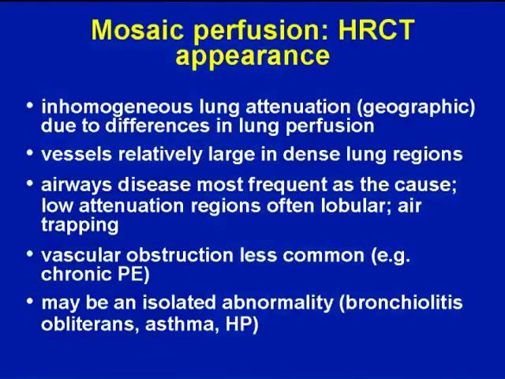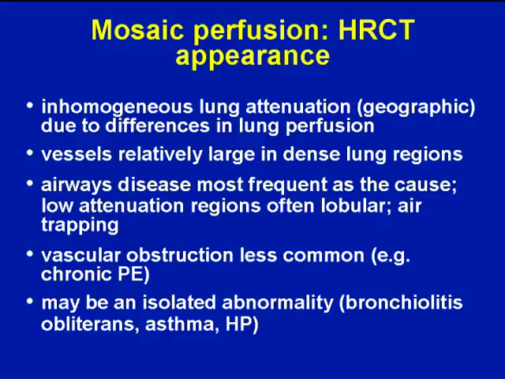And Mosaic perfusion, I'm just going to define because I'll be talking about it for the next few minutes. Mosaic perfusion represents inhomogeneous lung attenuation, usually geographic, due to differences in lung perfusion. About half the density of lung is blood. If you reduce perfusion to a specific lung region, its attenuation will decrease as well, with vessels appearing relatively large in the dense lung regions, reflecting the difference in perfusion. Airways disease is most frequent as the cause. The low attenuation regions are often lobular in patients with airways disease as a cause of Mosaic perfusion, and air trapping is visible if you use expiratory scans.